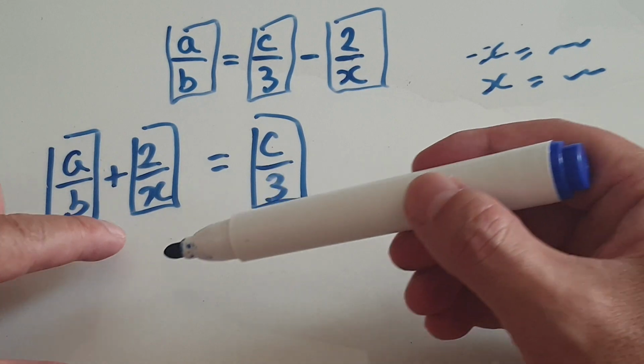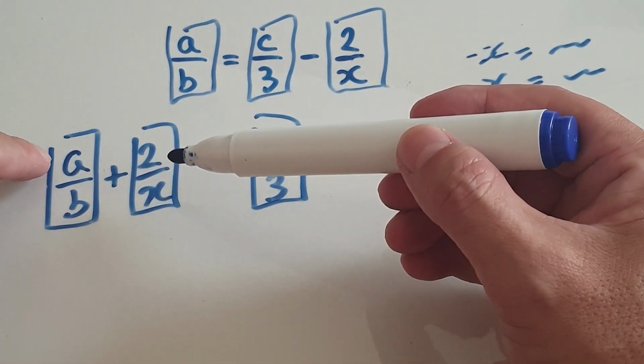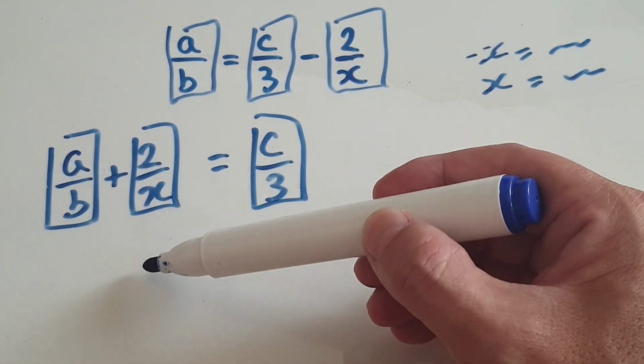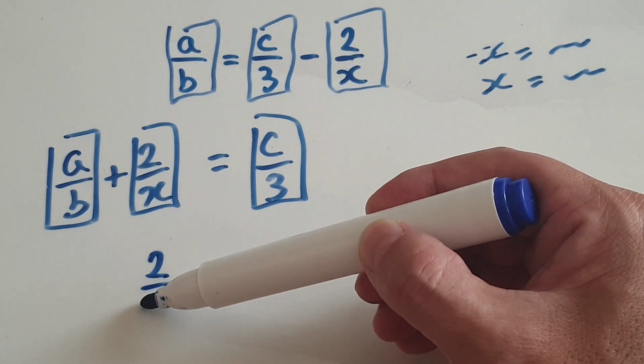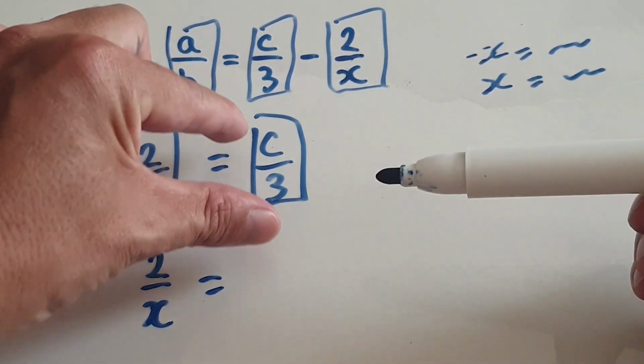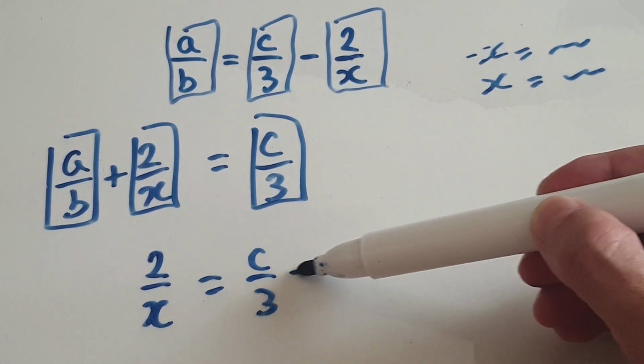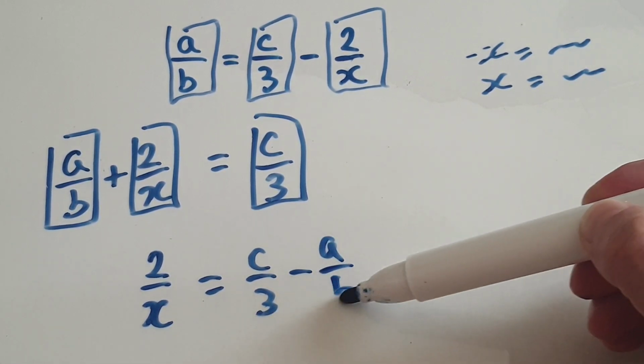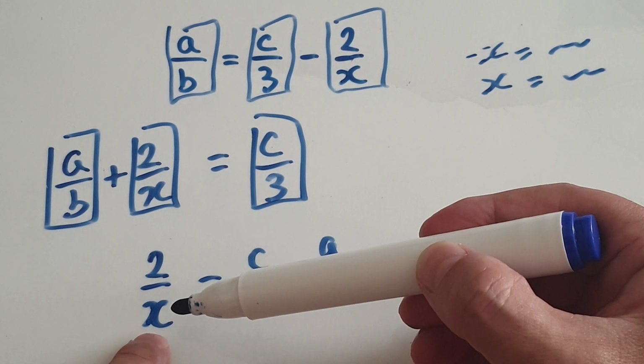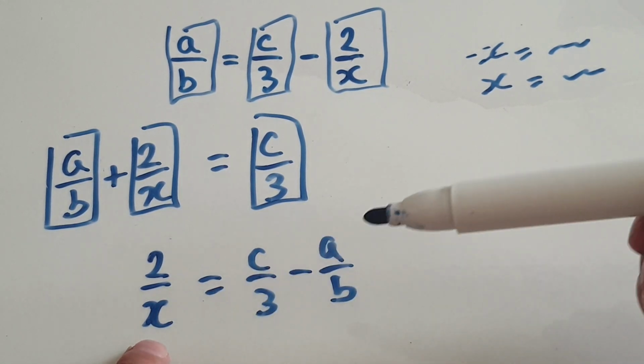So when you take away this block, on the left hand side it will be 2 over x equals, take this thing down, c over 3, and then you take away this block. Take away this block. So now keep an eye on x. You're trying to make x to be the subject.